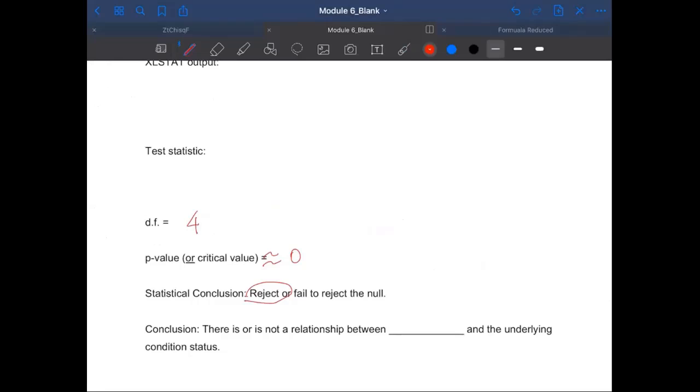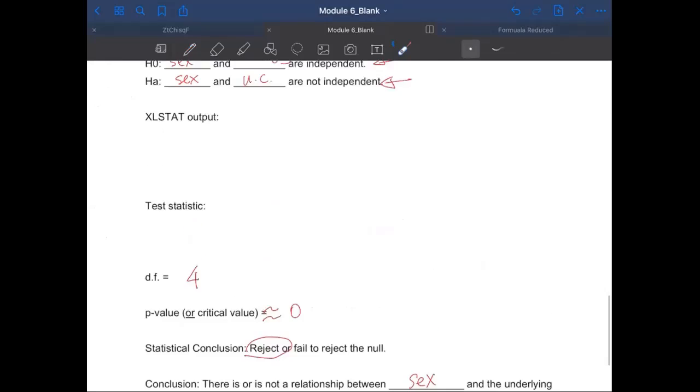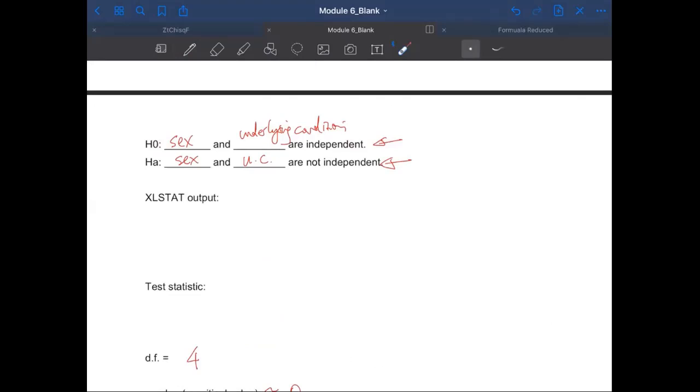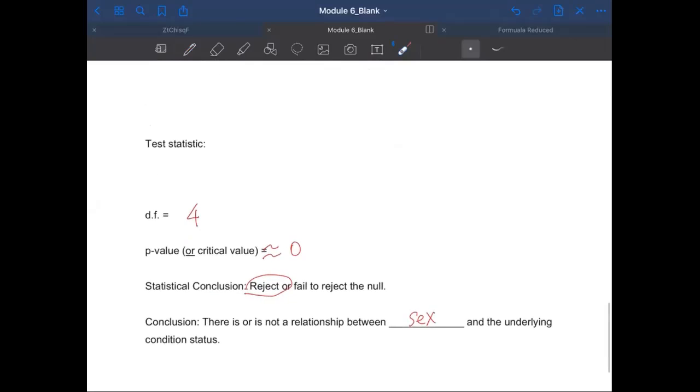So you guys told me it should be rejected, the null. And if we do reject the null, is there a relationship or is there not a relationship between sex and underlying condition? So what do you think? There is a relationship or there isn't a relationship. You reject the null, so that means the null is not right. The alternative is right. So sex and underlying condition are not independent, which means there is a relationship, right? They are not independent, they are dependent. There's some kind of relationship. Okay, so there is a relationship between sex and underlying condition.